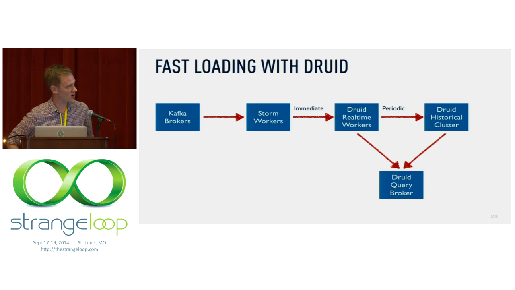So while that's occurring, the Druid query broker is able to merge results from both the historical cluster and the real-time workers. So a typical Druid cluster will have the past 1 to 2 hours of data in the real-time nodes and all other data going back potentially months or years in the historical cluster. And so if you make a query for the past 24 hours, then 1 or 2 hours of data will come from real-time and the other 22 will come from the historical nodes.